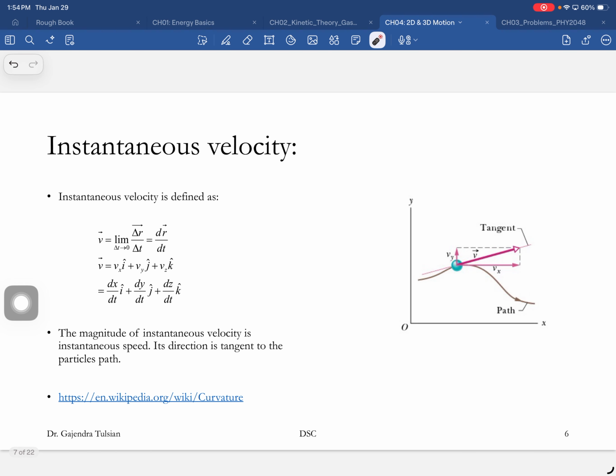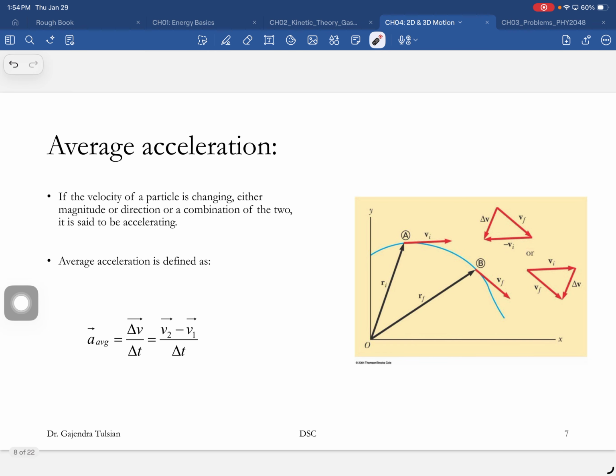All right, so the instantaneous velocity is always tangent to the path. The magnitude of the instantaneous velocity is instantaneous speed. Its direction is tangent to the particle's path. Let's say you're traveling along that path. Here's a motion. At this instant, that's where you are, and there's your velocity, like I said, tangent to the path. A little while later, you're there, and that's your velocity.